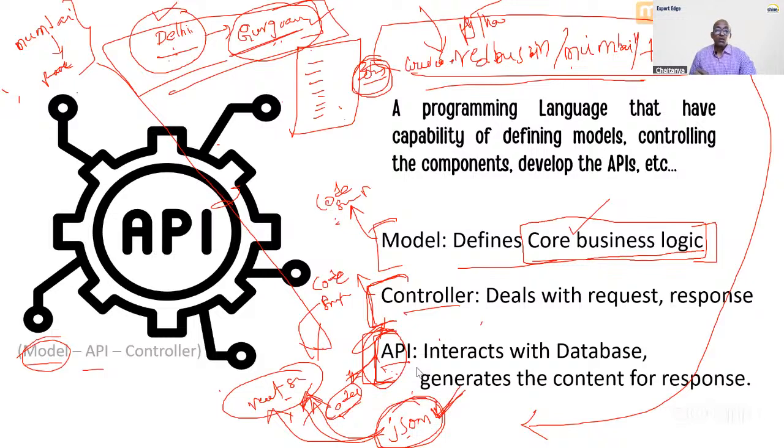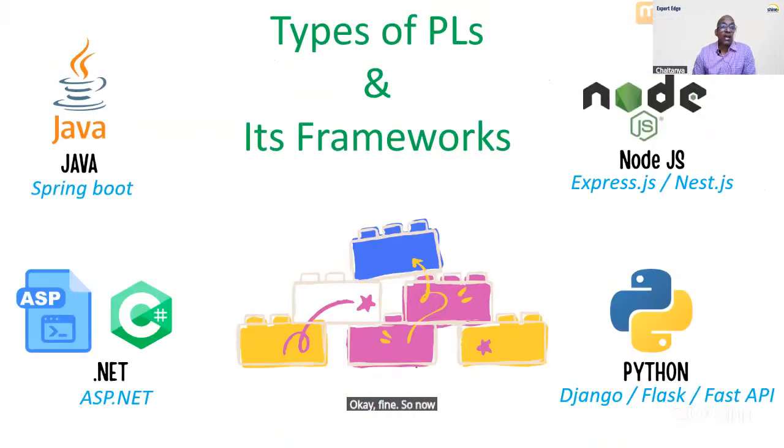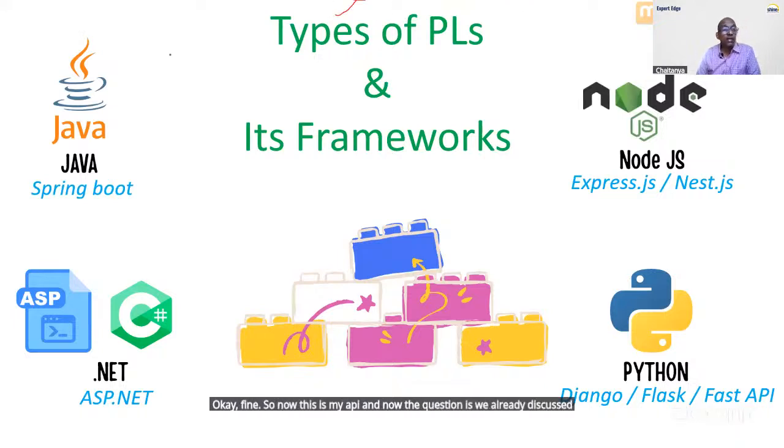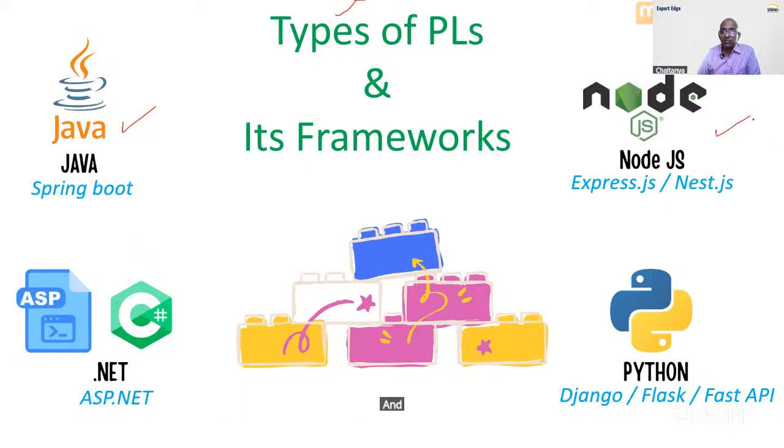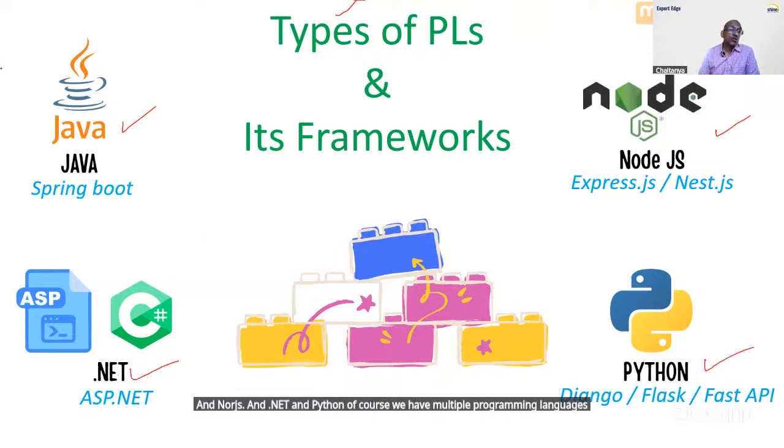Okay, fine. So now this is my API, and now the question is, as we already discussed, there are many programming languages. The server can take help from any programming language like Java, .NET, Python, etc. Yes, we have multiple programming languages like Java, Node.js, .NET and Python. And let us say you are choosing Java here.